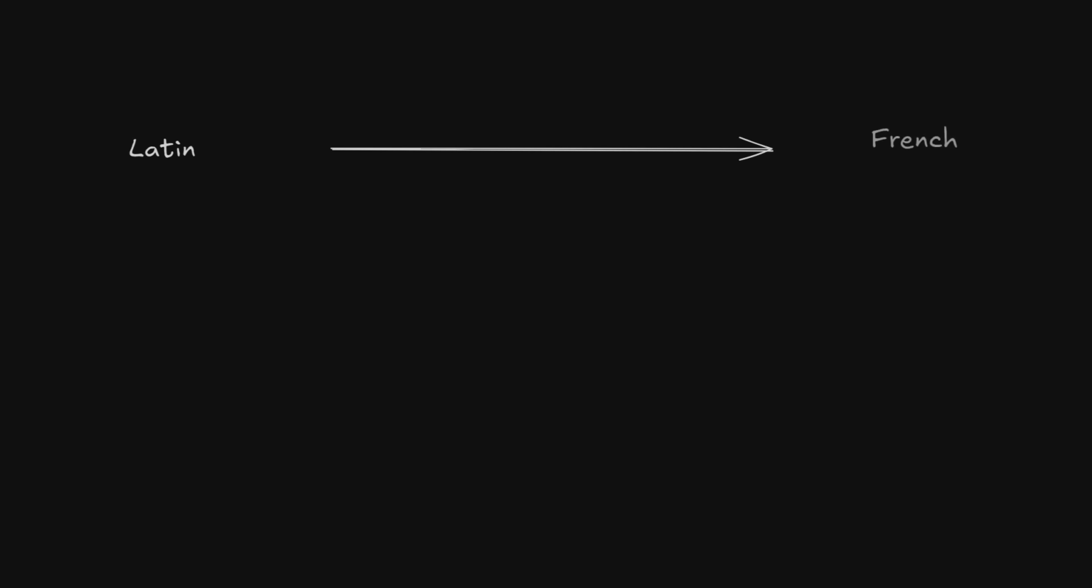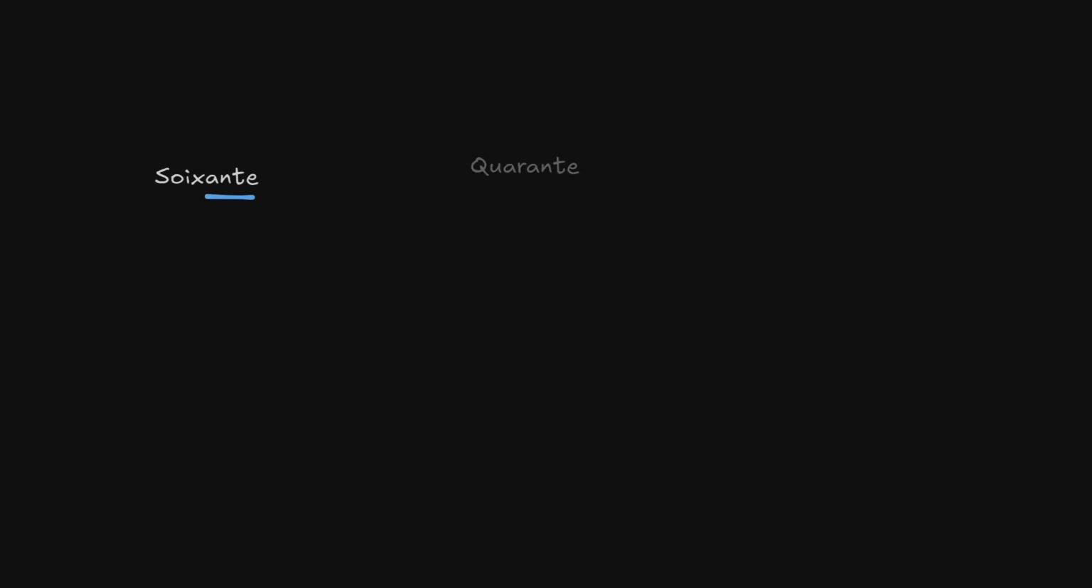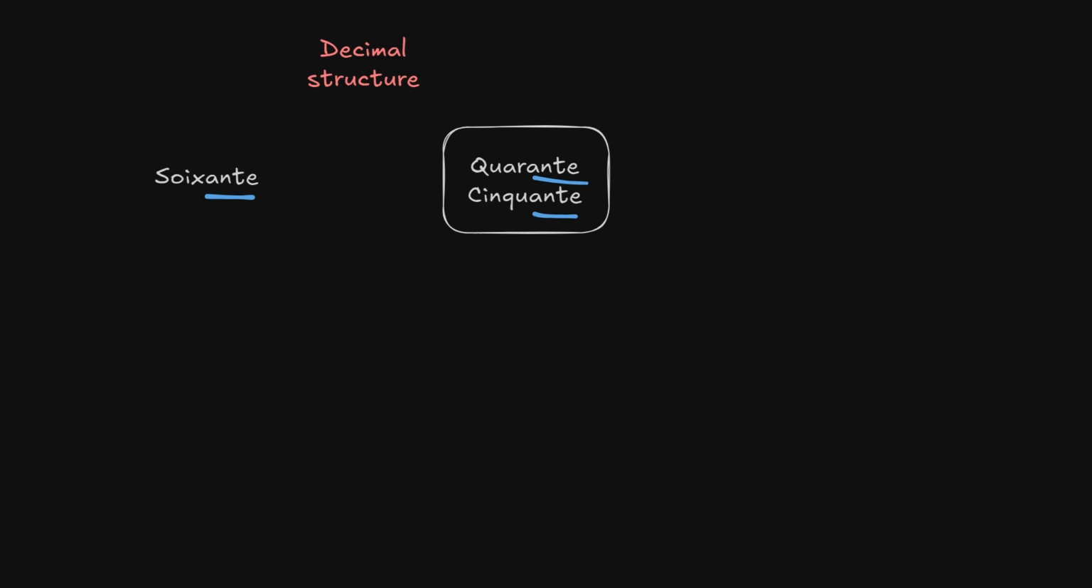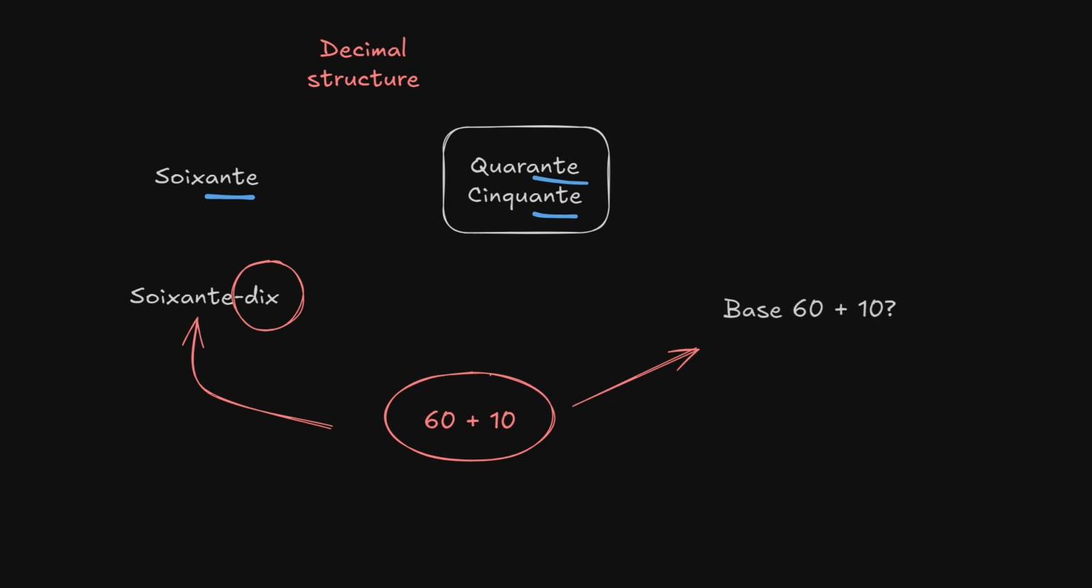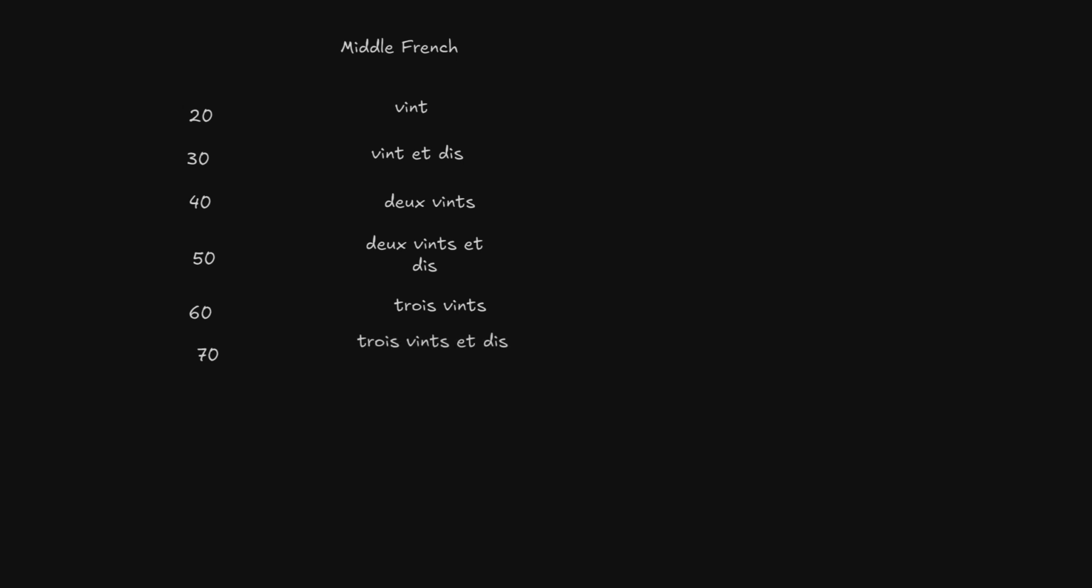and especially during Middle French, to understand how the use of a vigesimal system also led to soixante-dix. At first glance, soixante looks like it follows a decimal structure, just like the numbers before, like 40, 50. It may seem odd that soixante-dix is 60 plus 10, as 60 is not a base for counting in French. This is where Middle French comes in. In Middle French, numbers were a bit different than what they are today. We have vingt, vingt et dix for 30, deux-vingts 40, deux-vingts et dix 50, trois-vingts 60. And here, we can see the base 20 being applied.